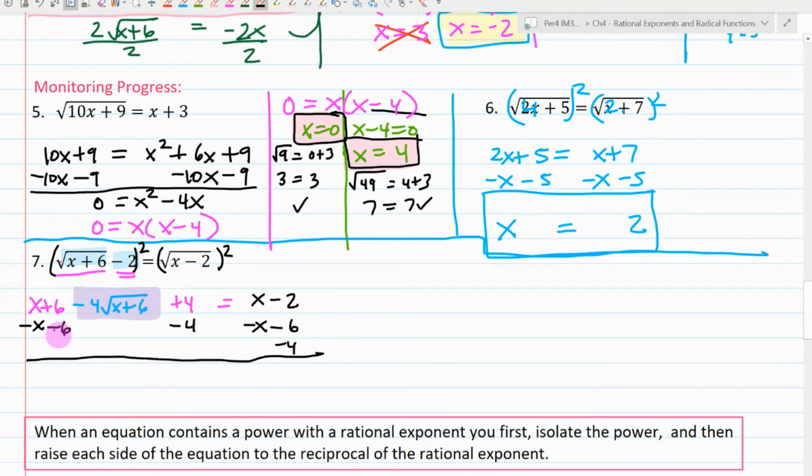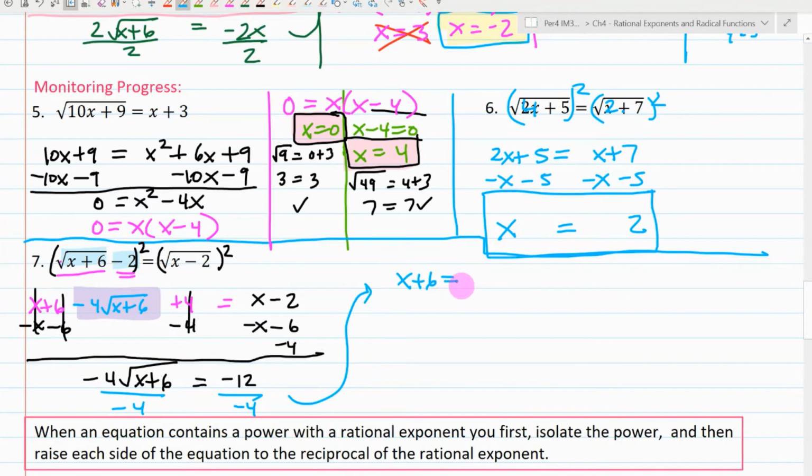So on this side, these all cancel out. So I just get negative 4 square root of x plus 6. And on this side, x minus x cancels. So I get negative 2, negative 6, negative 4. That's negative 12. Then I just divide both sides by negative 4. And that's going to give me the square root of x plus 6 is equal to 3.